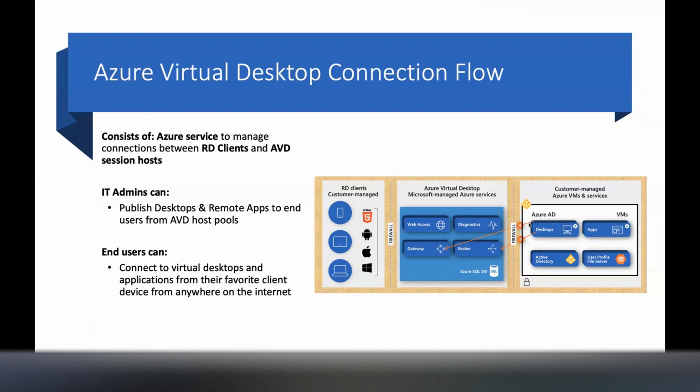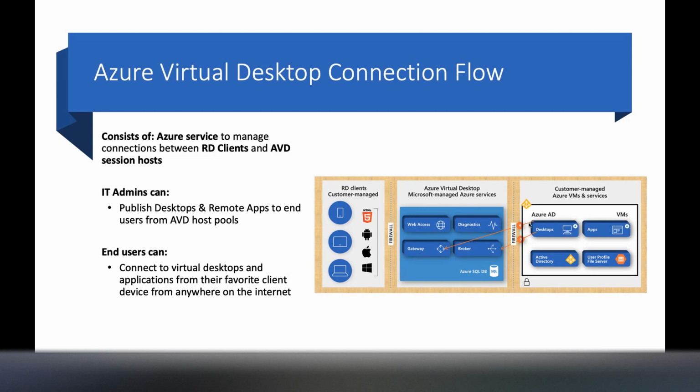So I just wanted to quickly show you how the connection flow looks. As you can see here, it consists of three components. One is the end users. They can come on any device, whether it's web-based or Android or Apple or Windows, right? And the middle is where Microsoft provides a platform as a service offering. We take care of the brokering, high availability, the diagnostics, the metadata and everything. That is what I meant by platform as a service offering.